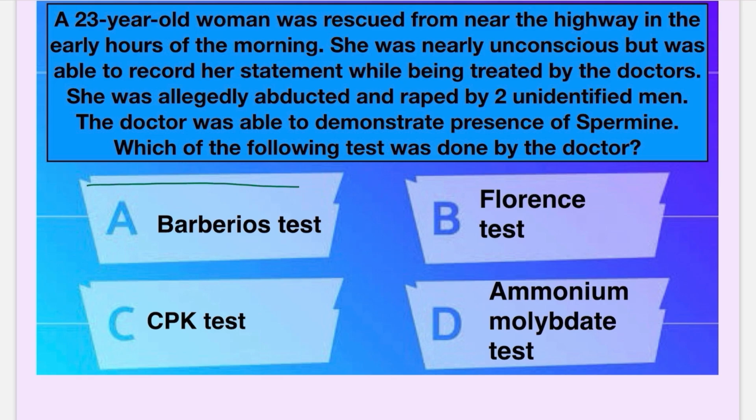Well, yes, option A, Barberio's test is the correct option. Barberio's test detects spermin as yellow needle-shaped crystals. The reagent is picric acid and the type of crystal is spermin picrate. So let's move on to the next question.